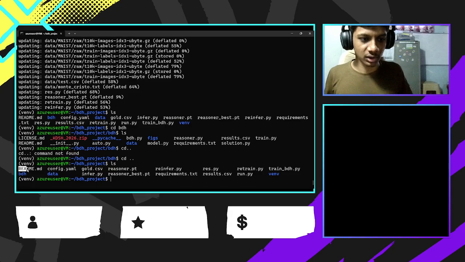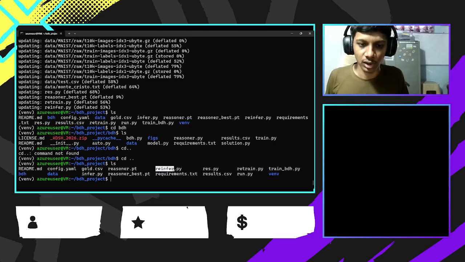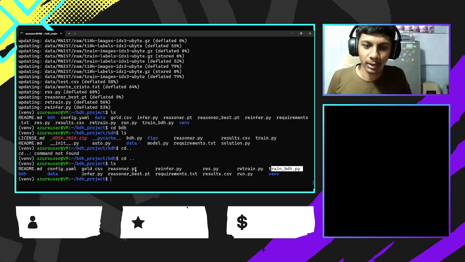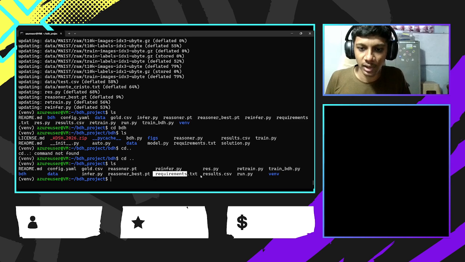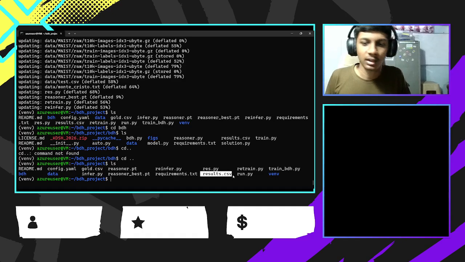So it's basically a readme or config info. These are our two models, regional.pt and business-based.pt. Both models are trained using different methods: train.bdh was used for regional.pt and written.py for business-based.pt. These requirements and results are our final output after we do the testing.